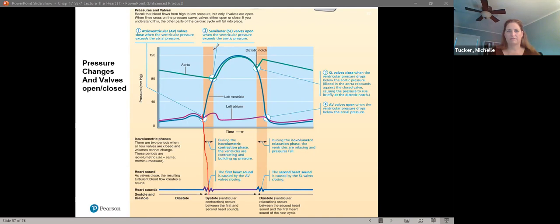So at this point in time, at the very end of the first phase, the last event of the first phase is the establishment of end diastolic volume. This is the maximum amount of blood that the ventricle is going to have.